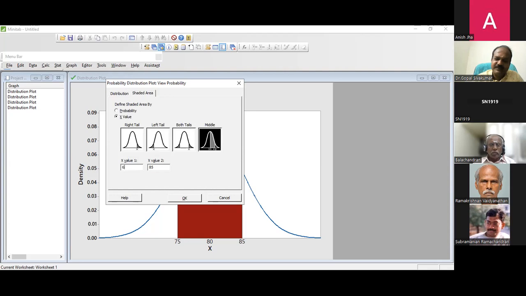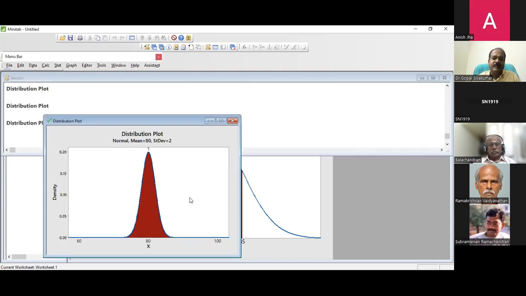X1 will be 65. Pass mark is 60. Okay, then what will be the maximum score? 100. But there is a problem in this approach. I'll tell you. Anyway, let me get the probability here. Now, what is the probability? 1. 1 means 100%. Almost every student will pass. Your class is very good. That's what you could understand.